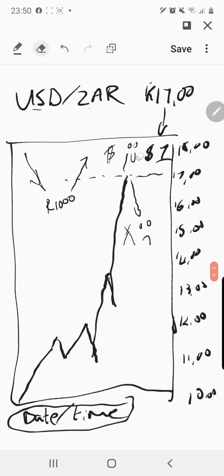It's not just that, it's all about predicting where price is gonna go next, right?